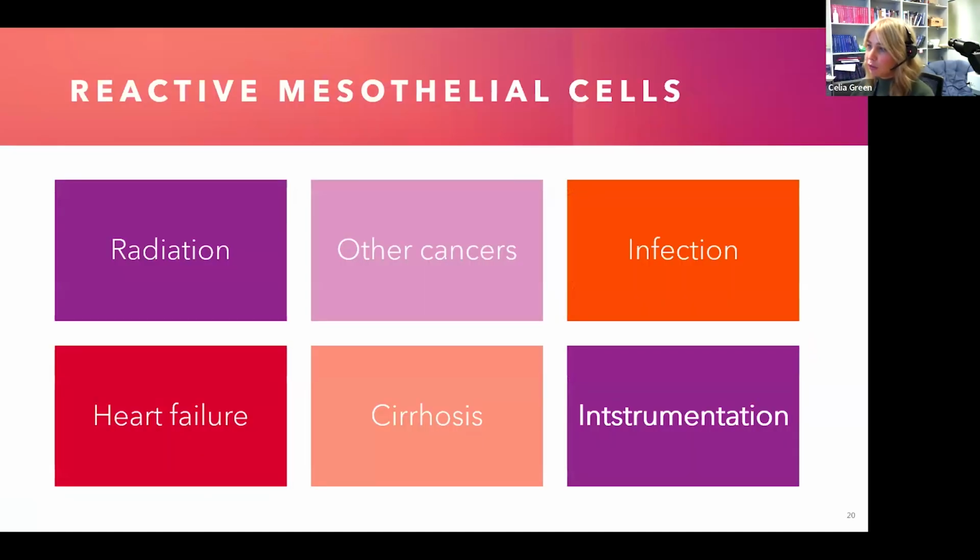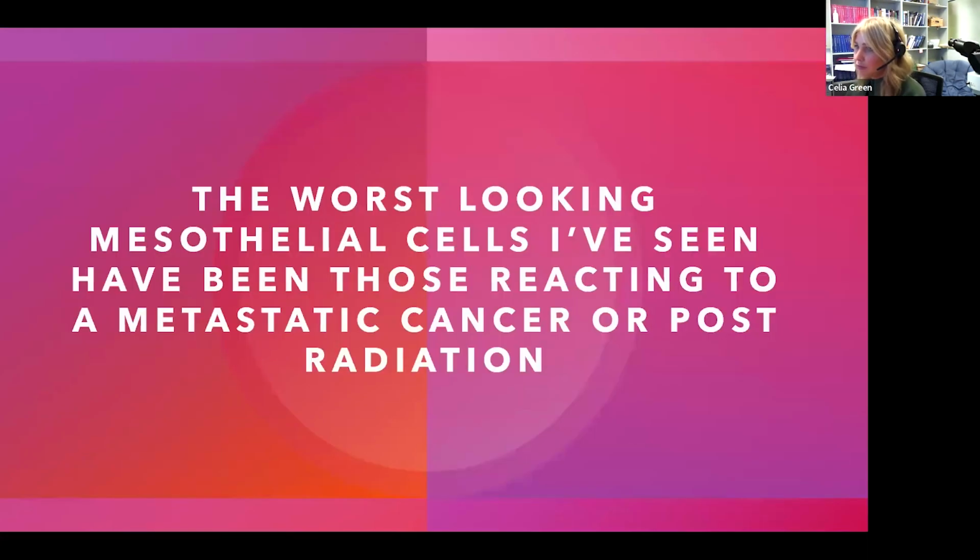Reactive mesothelial cells can be caused, of course, by anything from radiation, heart failure, instrumentation, but the two big ones that we pay attention to are probably radiation and other cancers. The worst looking mesothelial cells I've ever seen have been those reacting to a metastatic cancer or post-radiation. So I've not uncommonly seen where you either get small cell met in the pleural fluid alongside a very florid reactive mesothelial proliferation, or you get a small volume metastatic carcinoma, and then you get a red herring of a really florid mesothelial process. And chemorads does a similar thing.